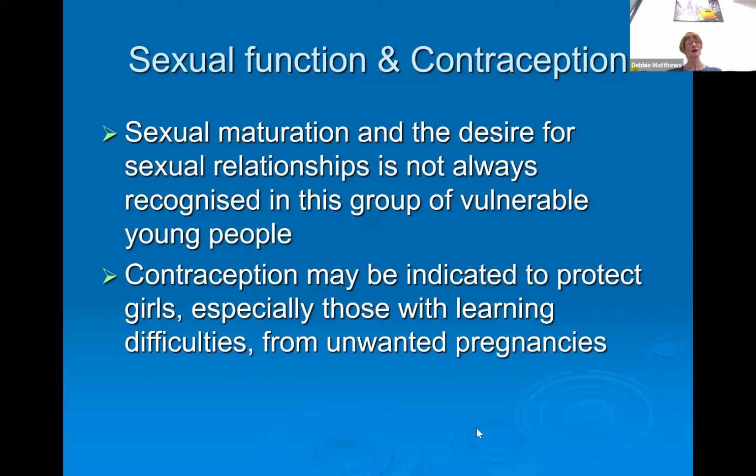But some of these girls are quite precocious, and perhaps encourage attention from boys, and therefore run into problems.